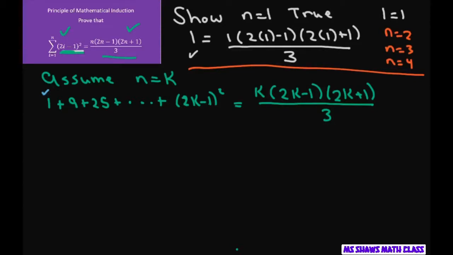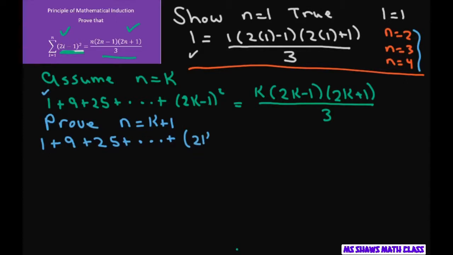Now, that's our assumption. And our last part we're going to have to do is actually prove it. So we're going to prove that it works for n equals k plus 1. So that means your next terms, whatever they might be. So what you do is you copy the first part down, 1 plus 9 plus 25 plus dot dot dot plus (2k minus 1) squared. Now the next term is the one that follows this one. So basically the next term is going to be 2k plus 1.